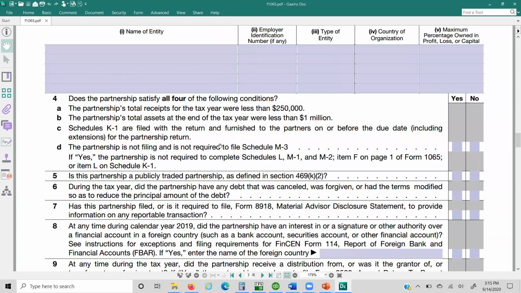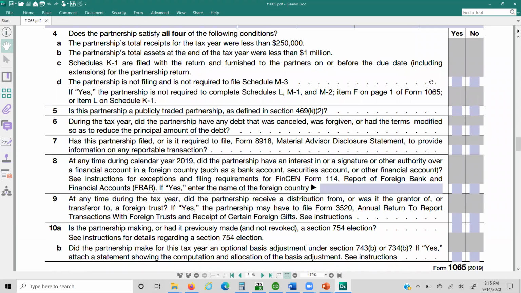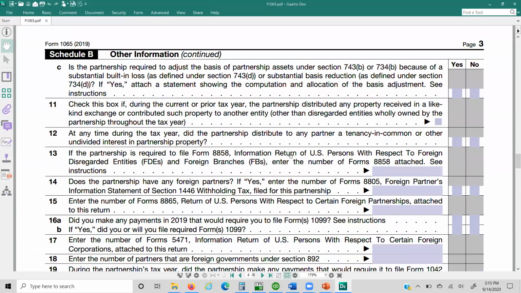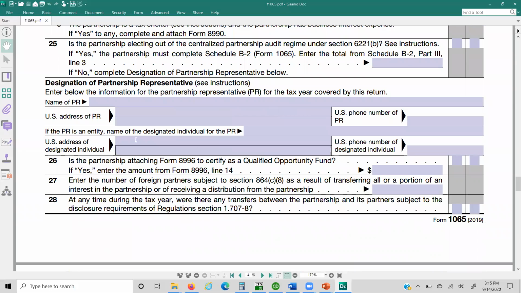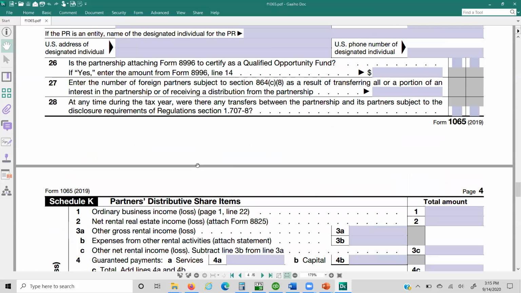Some general questions. Like line 4 is asking whether or not the entity has to complete some of the back pages of this return, which are a balance sheet and an analysis of capital accounts. Asking whether the partnership's publicly traded, etc. It's just some general yes and no questions. And then some more on page 3. Your partnership representative is listed here as well.